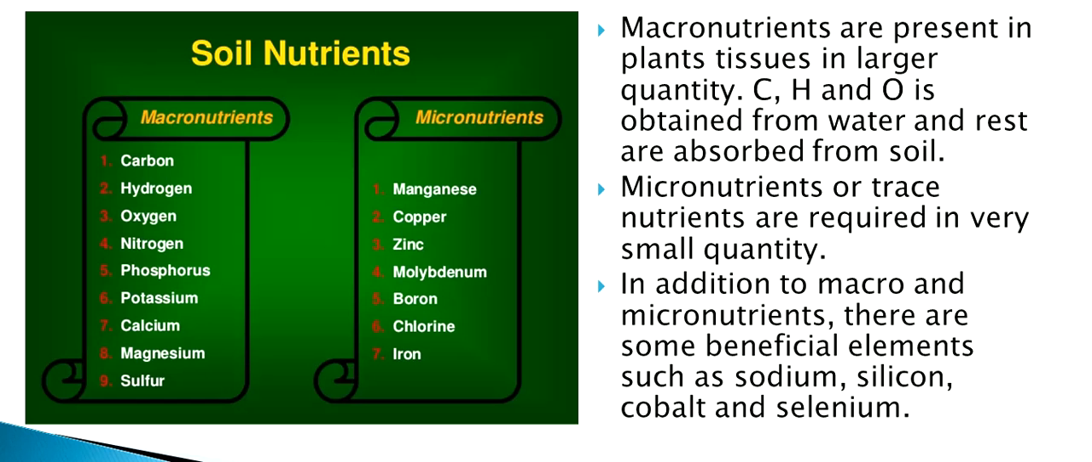There are two types of soil nutrients, macronutrients and micronutrients. Macronutrients are present in plant tissue in larger quantity. C, H and O are obtained from water and the rest are absorbed from soil. Micronutrients or trace nutrients are required in very small quantity. In addition to macro and micronutrients, there are some beneficial elements such as sodium, silicon, cobalt and selenium.